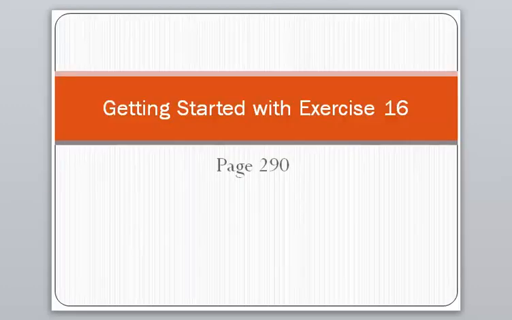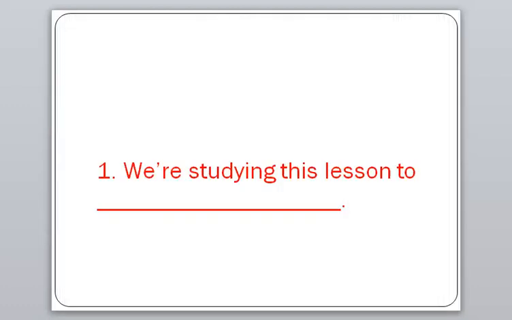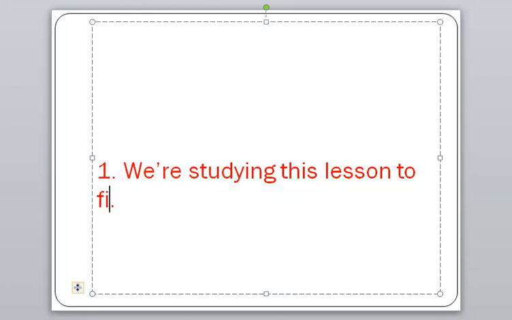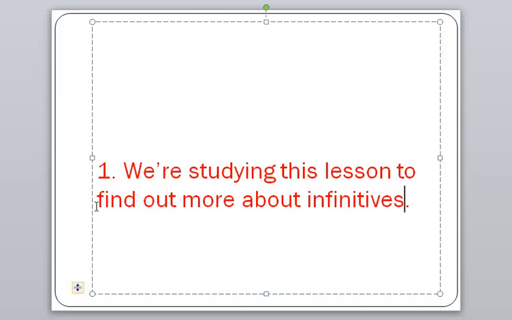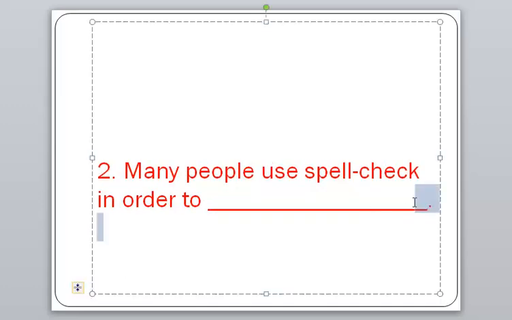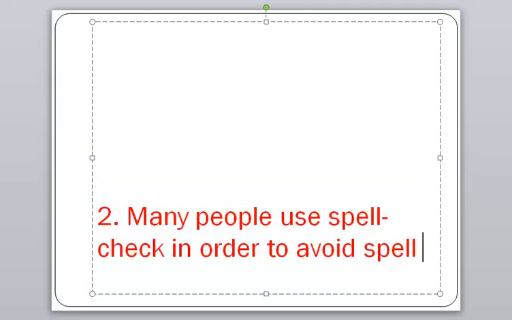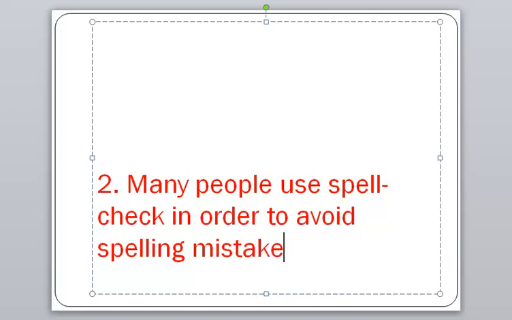Then when you get to 16, you're going to have this as an exercise to do online, but we're studying this lesson to find out more about infinitives. Or many people use spell check in order to avoid spelling mistakes. And now you can go ahead and work on the forum for this exercise number 16.